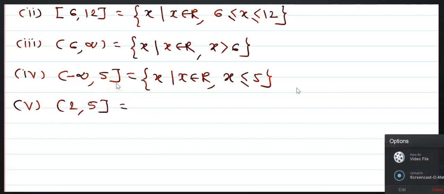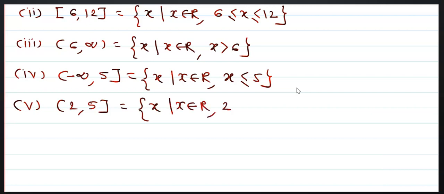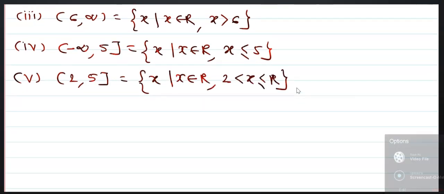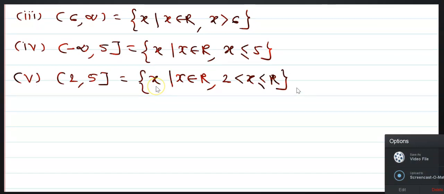Minus infinity and closed interval 5. Now see this: x is such that x belongs to R and x is less than or equal to 5. Therefore, it is the open interval minus infinity and closed interval 5. Now open interval 2 and closed interval 5: x is such that x belongs to the set of real numbers. Here 2 is open, that is, 2 is not included, and x is less than or equal to 5.